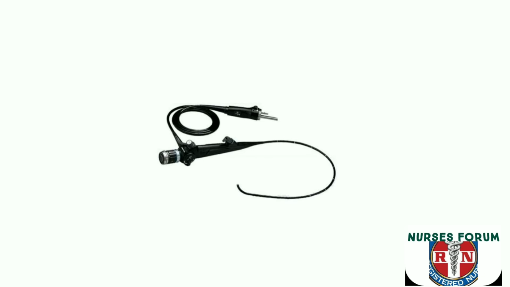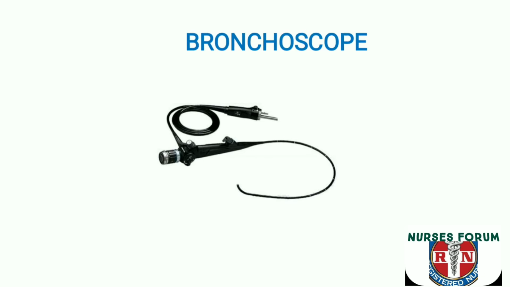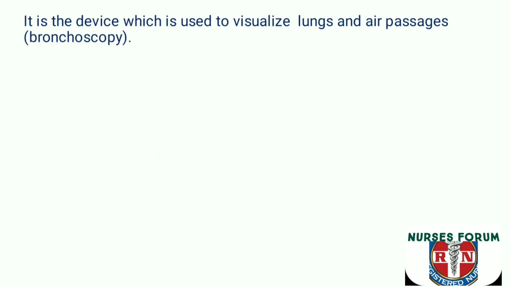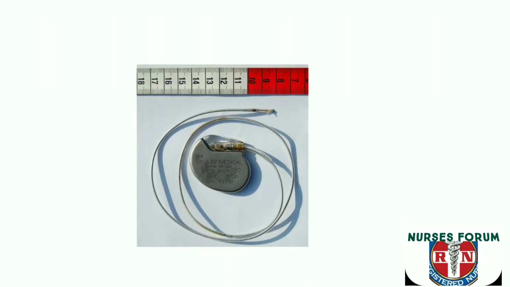Name the device shown in the picture. Right answer is bronchoscope. This is the device which is used to visualize lungs and air passages. That procedure is called bronchoscopy. Let us see the next image.